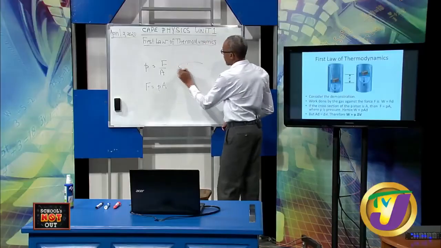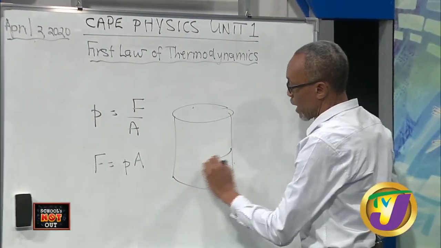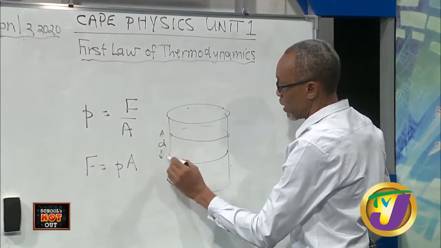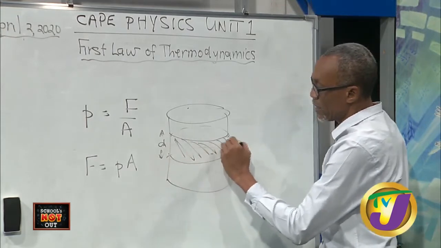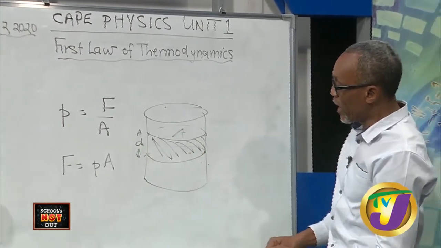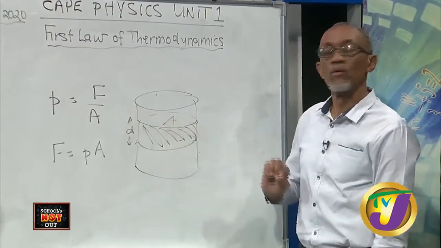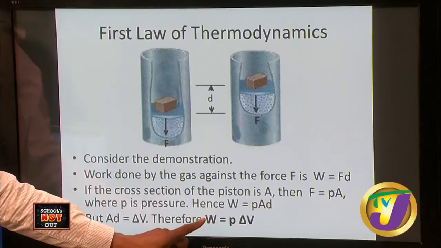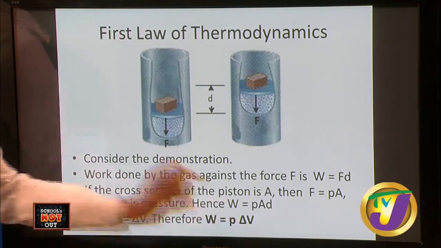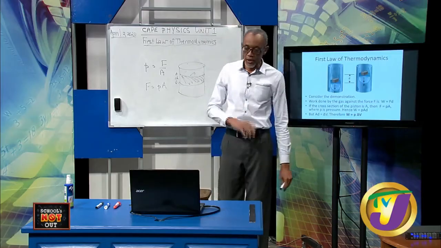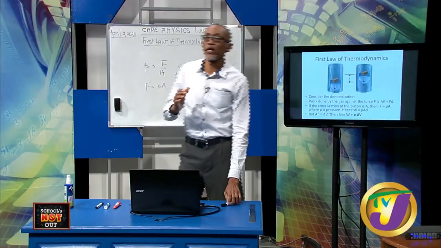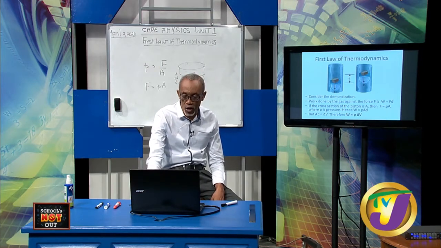But if we have a cylinder, and there is some displacement D, all right, this is a cylinder here, and that has a cross-sectional area A, then we know that A times D would be some change in volume, all right? So we get that change in volume there, and that is why we can say that work would be equal to pressure times the change in volume. So that is very important for the first law of thermodynamics, that the work done is equal to pressure times the change in volume.